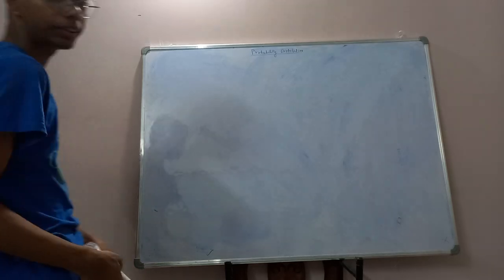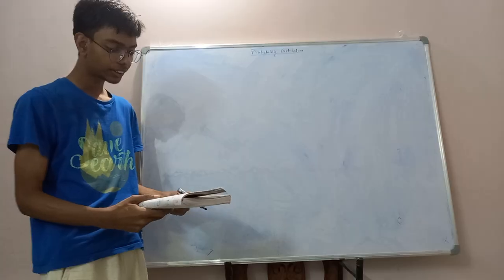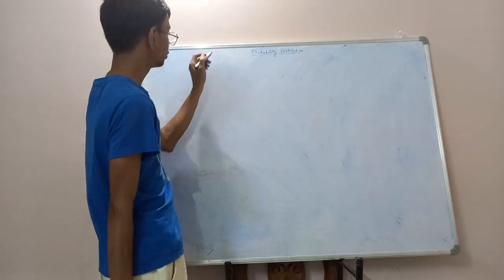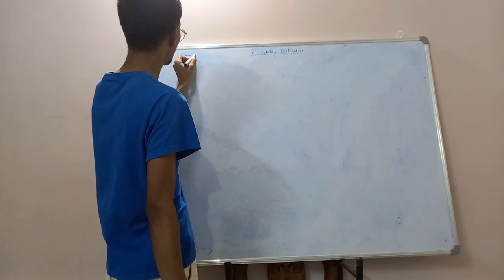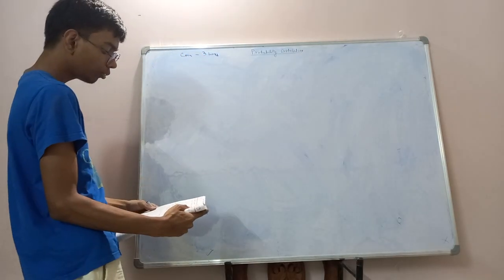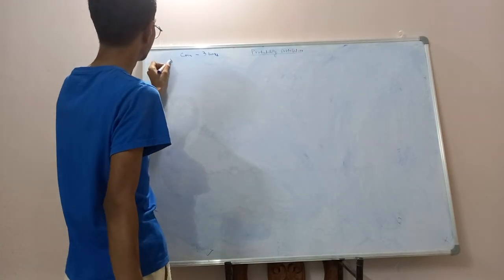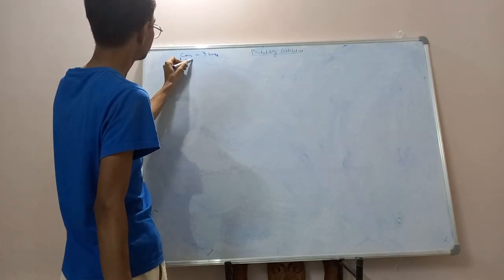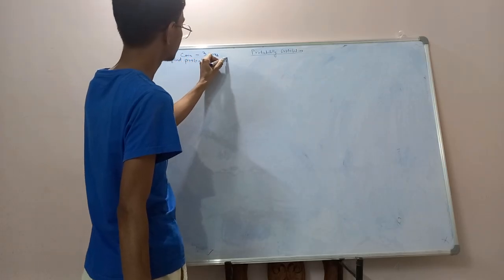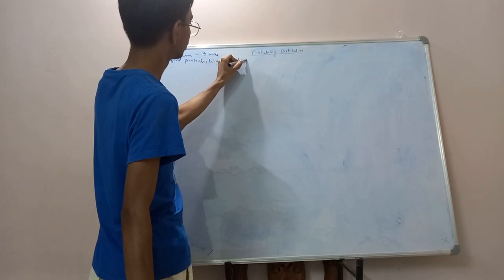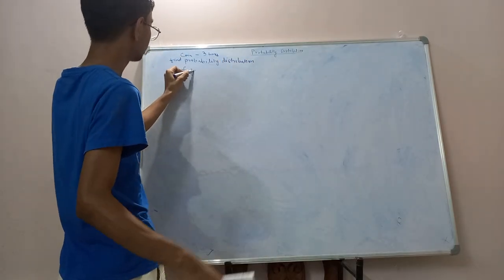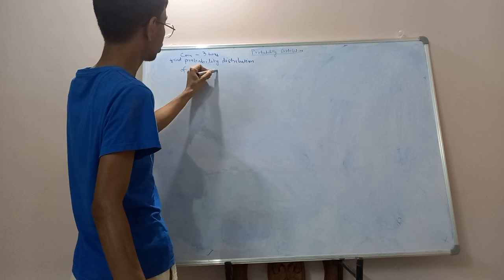In this video, we will be discussing probability distribution. Suppose I have a coin which is tossed 3 times. I have to find the probability distribution of getting the number of heads.